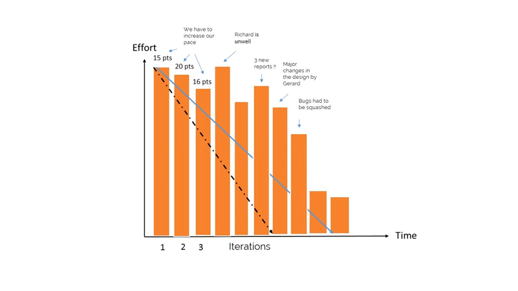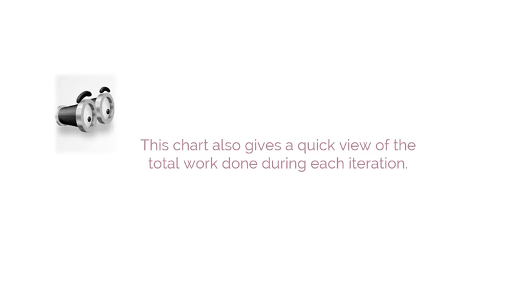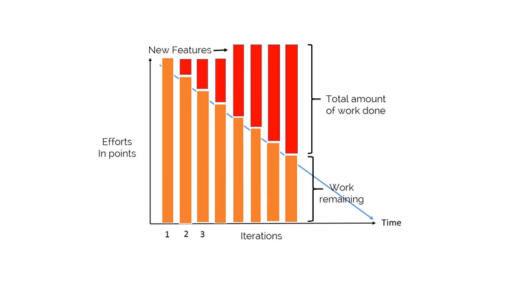In this chart, it is evident that the team is not in line with a fixed team velocity. The chart also highlights a few instances of scope creep that might have affected the team's velocity. This chart also gives a quick view of the total work done during each iteration. Let's see how. Let's look at the chart below. The red portions of the chart can help us get a sense of the progress of the project. It shows if the team is a quarter or third or halfway through the project.